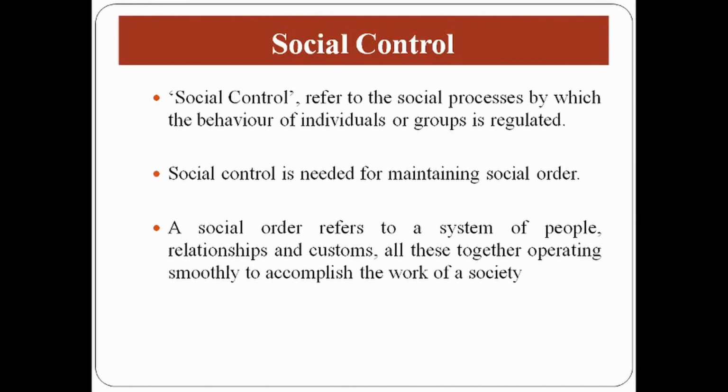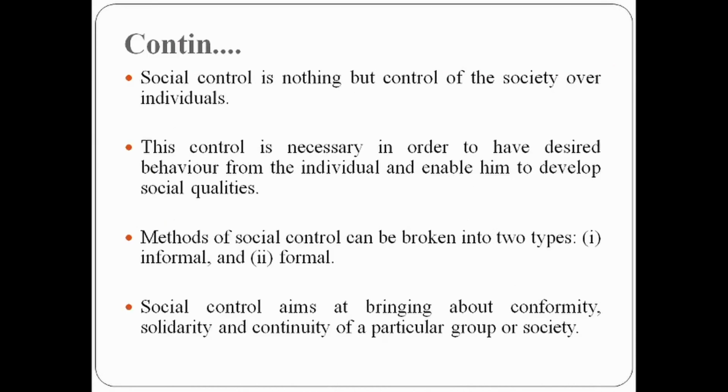What do we mean by social order? Social order refers to a system of people, relationships, and customs, all operating together smoothly to accomplish the work of the society. And we can say social control is nothing but control of the society over individuals in order to maintain the organization and the order of the society.